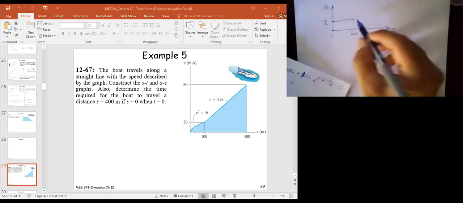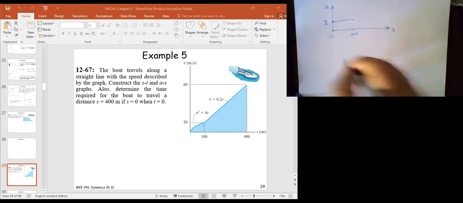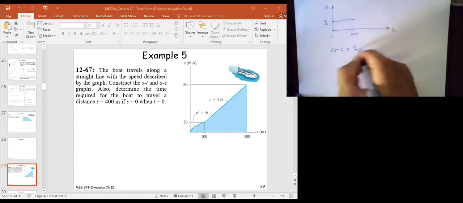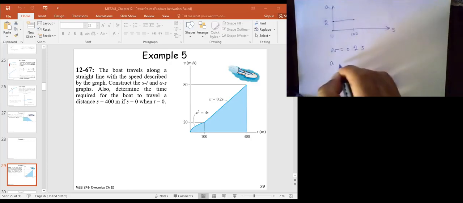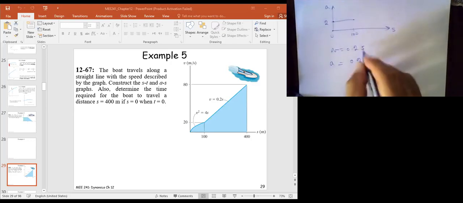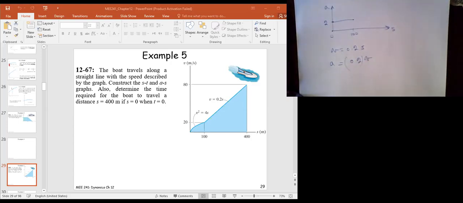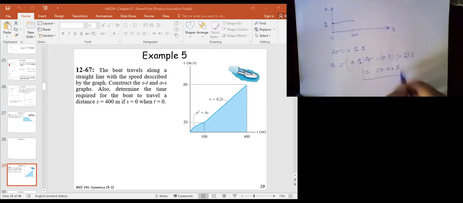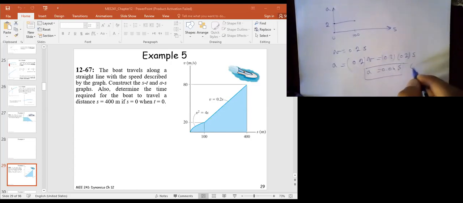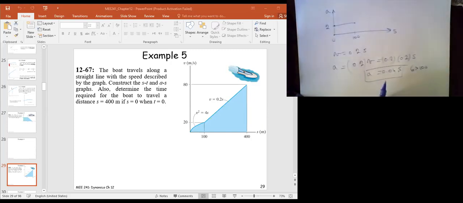How can I find A as a function of S after 100? I know V was equal to 0.2S. If I differentiate that, A is going to be equal to 0.2 times V. What is V? V is equal to 0.2S, so A equals 0.2 times 0.2 times S, which is equal to 0.04S. So this is A as a function of S for S greater than 100. If S is greater than 100, A is equal to 0.04S.